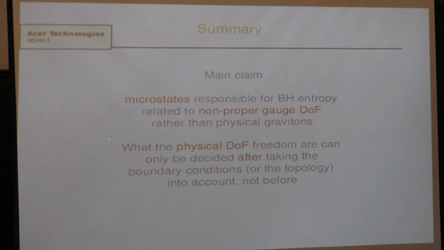Also, the lesson that one can learn, which maybe one wouldn't need to have stressed in the old times, but now that people do not necessarily do the Hamiltonian analysis in detail, is that one can only decide what the physical degrees of freedom of a gauge system really are after taking the boundary conditions into account, not before. So you cannot decide in empty space what the physical degrees of freedom are, only transverse photons and so on, and then put boundary conditions and be surprised that things do not match to some extent.